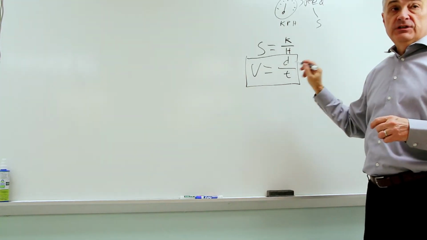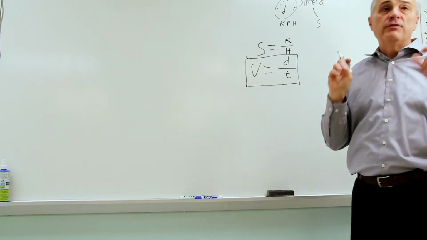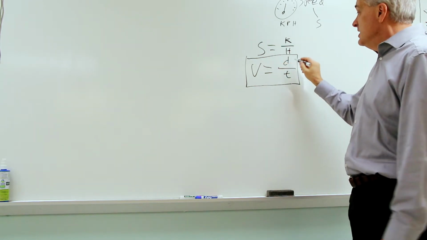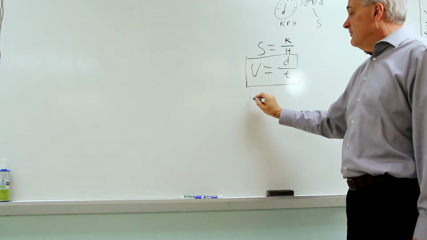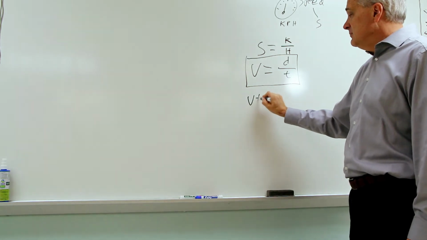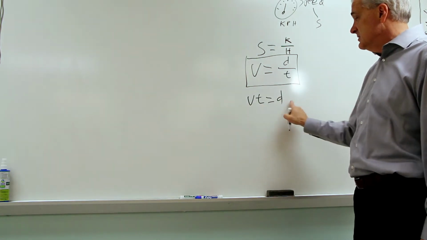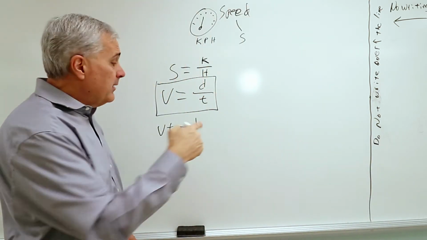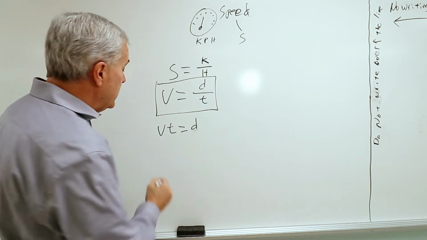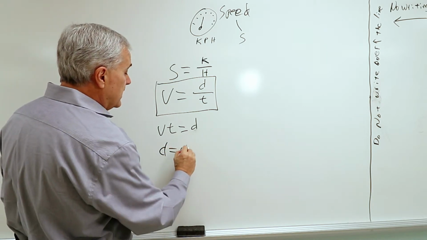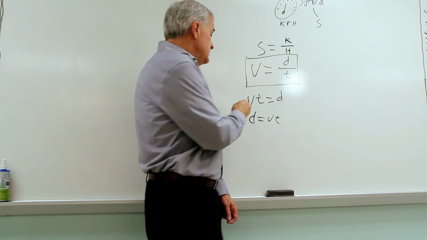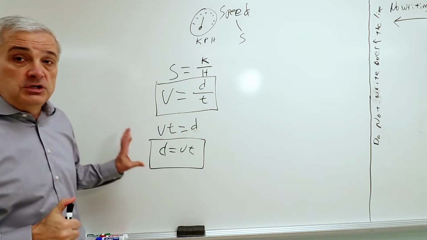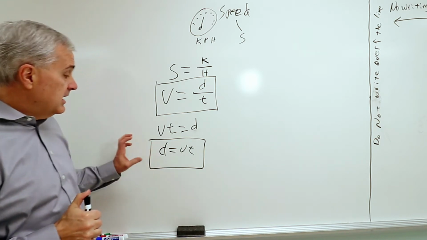However, we're going to put this into a different form, more of the standard form, where we're going to say distance equals. In order to do that, multiply both sides by t. So that's going to give me velocity times time equals distance. And we're more accustomed to seeing the variable by itself on the left, so we're just going to flip that, and we're going to say distance equals velocity times time. And this is going to become our actual formula that we use to calculate distance.